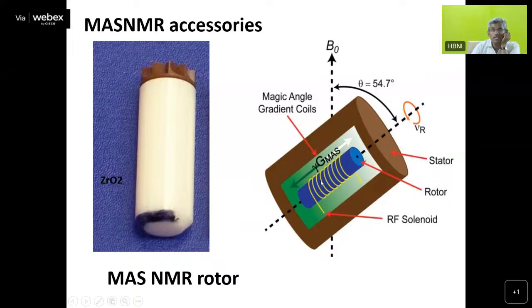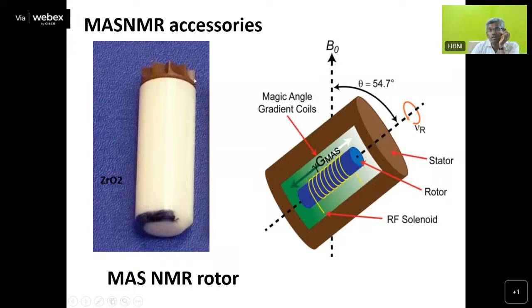Now, as I mentioned, this is the coil. Only one coil is there. It is all solid state NMR, of course. In most of the solid state NMR which we study, only one coil is there, because the decoupling and the signal pulse are given through a single coil. So here we put the rotor containing the sample.